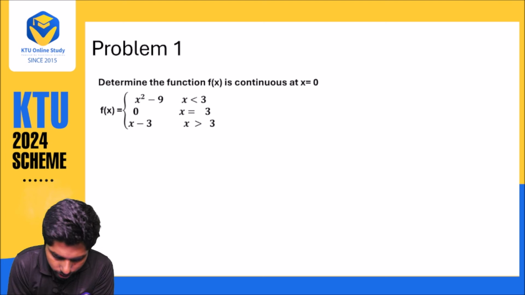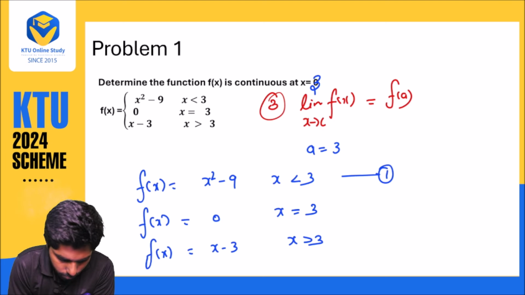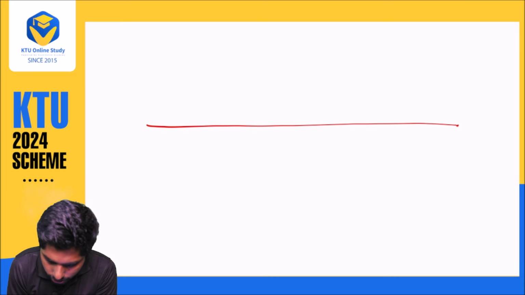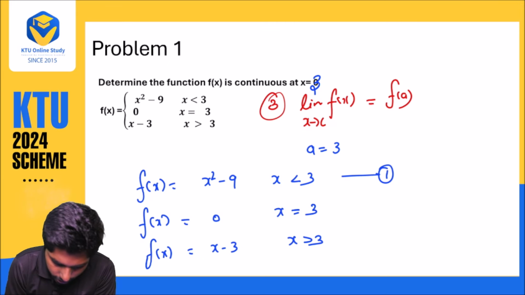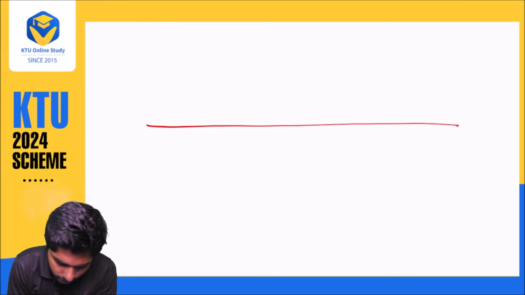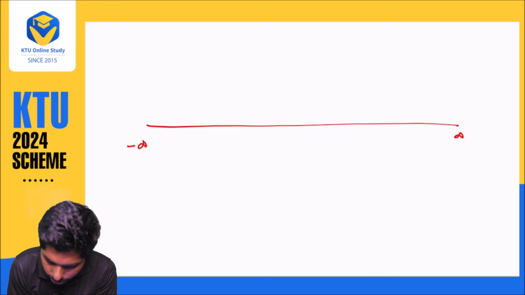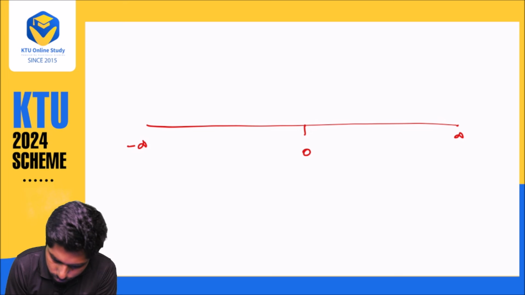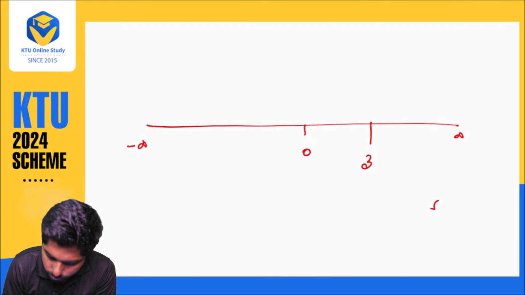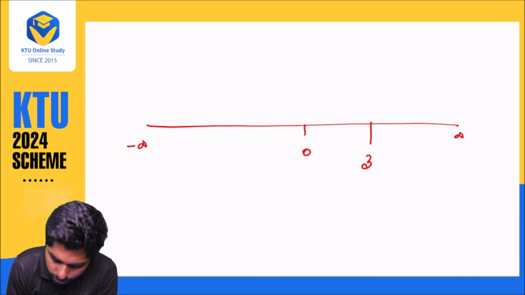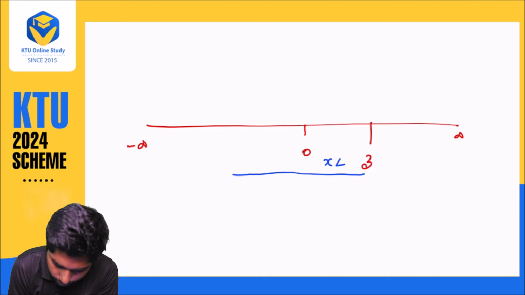So when you are drawing a line, what is happening? What is the condition they have given? x is less than 3, that is minus infinity to infinity, x is less than 3. Here let it be 0, and here it will be 3. x is less than 3 means what? It is up to here, they are mentioning.